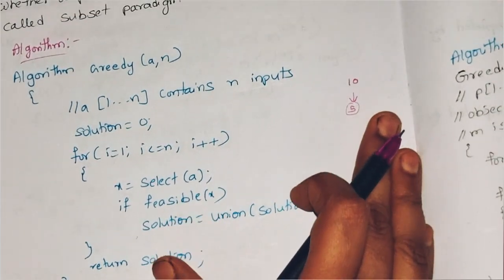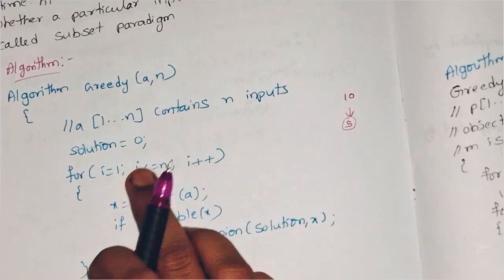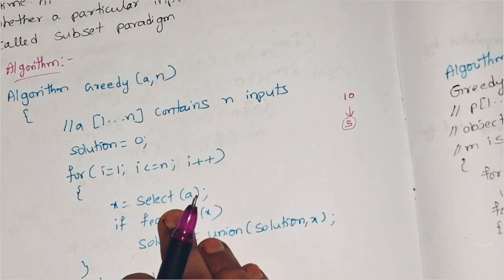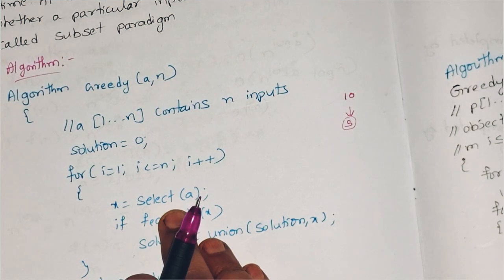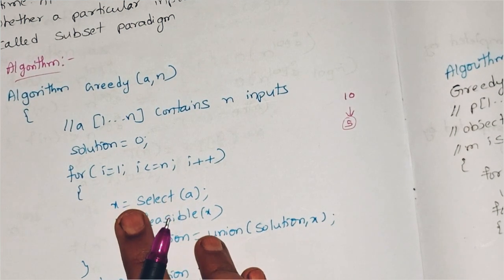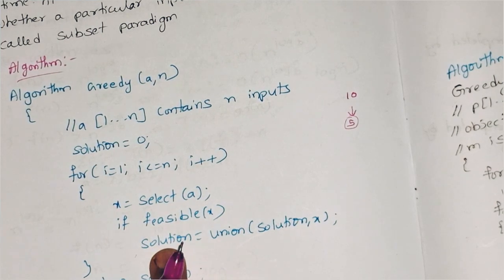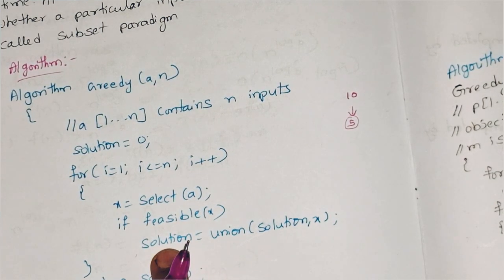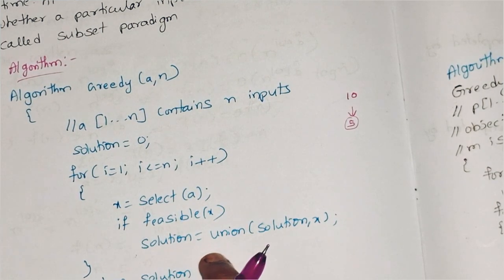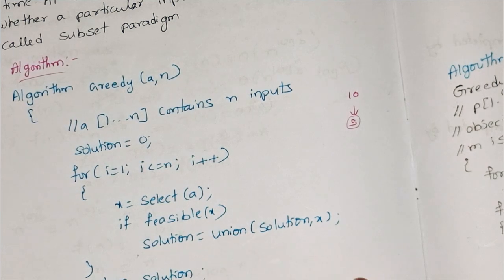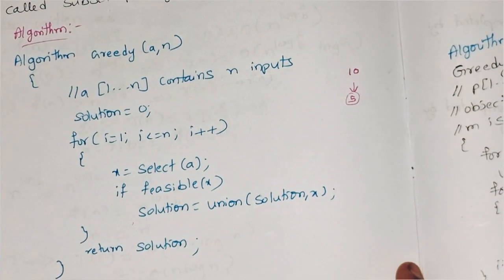The function Select selects an input from the array a, removes it, and assigns the value to x. Feasible is a Boolean-valued function which determines whether x can be included in the solution vector or not. And the function Union combines x with the solution and updates the objective function.